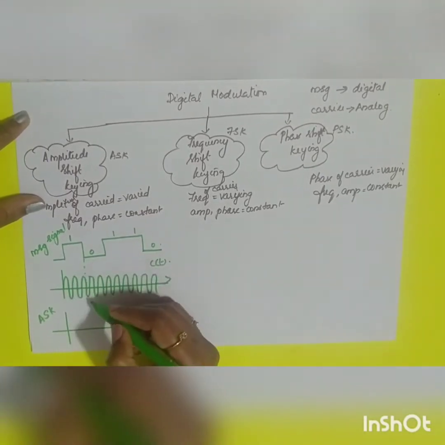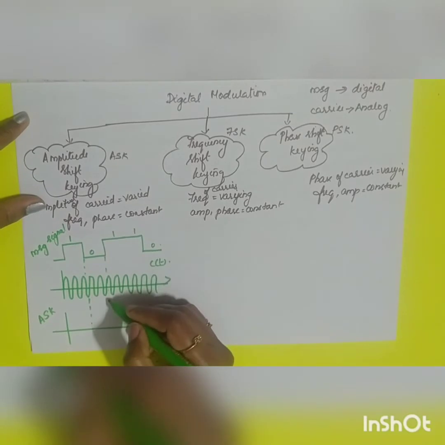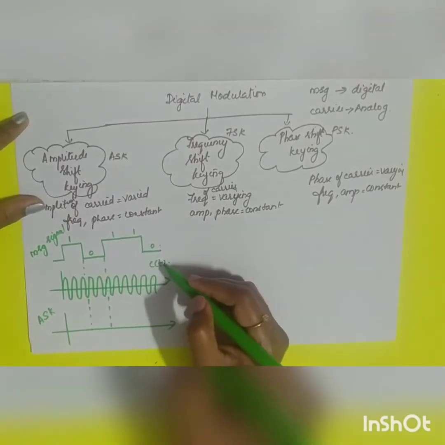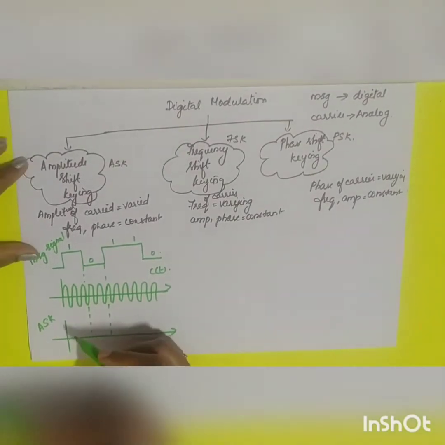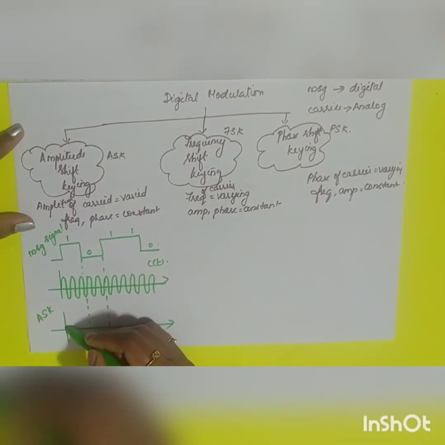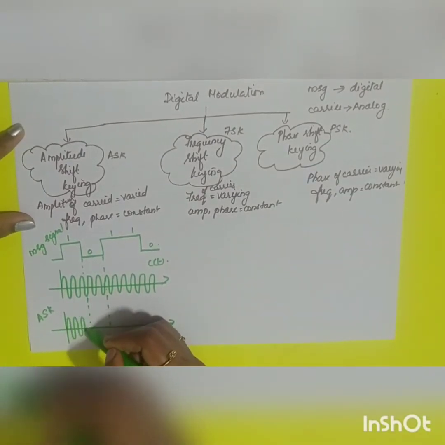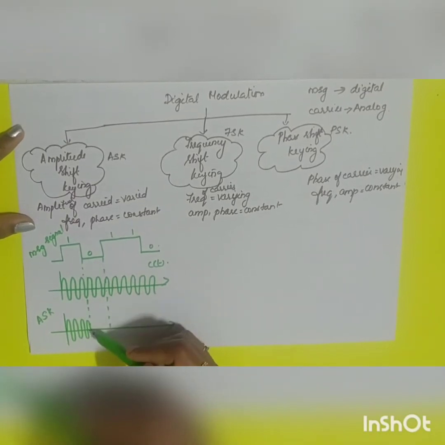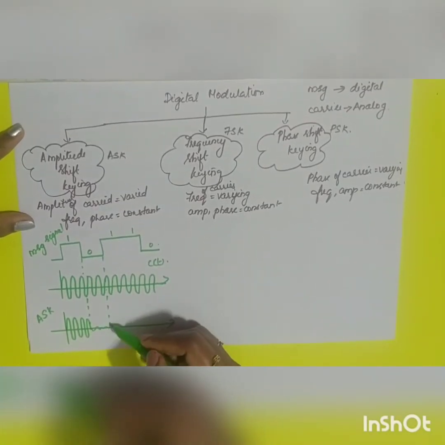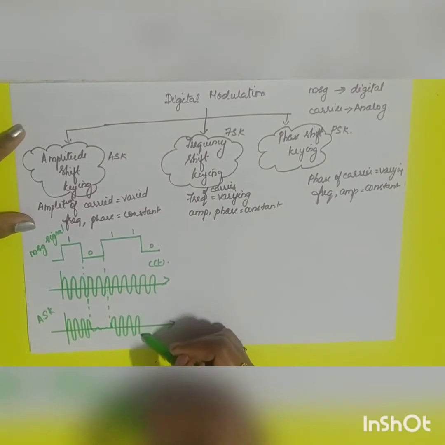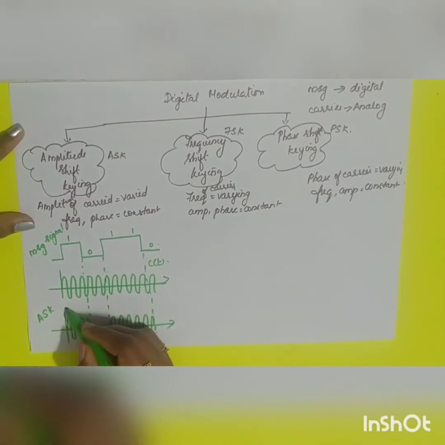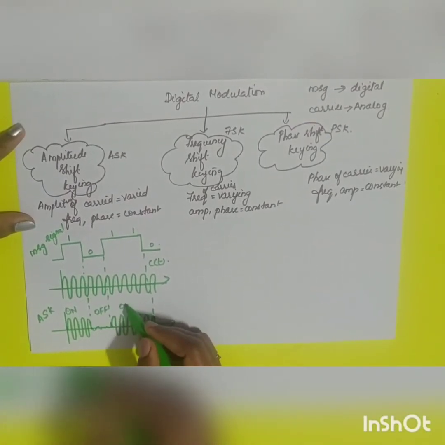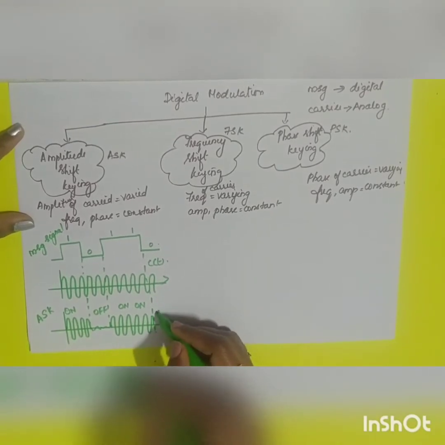What will your ASK be? Whenever the message signal is positive, the signal will be present. Whenever it is 0, you will not get the signal. So it is also called by another name, on off keying. Whenever your message signal is on, you will get the same carrier signal. Whenever your message signal is off, it will be off. Again, whenever your message signal is on, you will have the signal. Again it is 1, so you will have the signal. Here it will be in the off condition. So this is on, this is off.